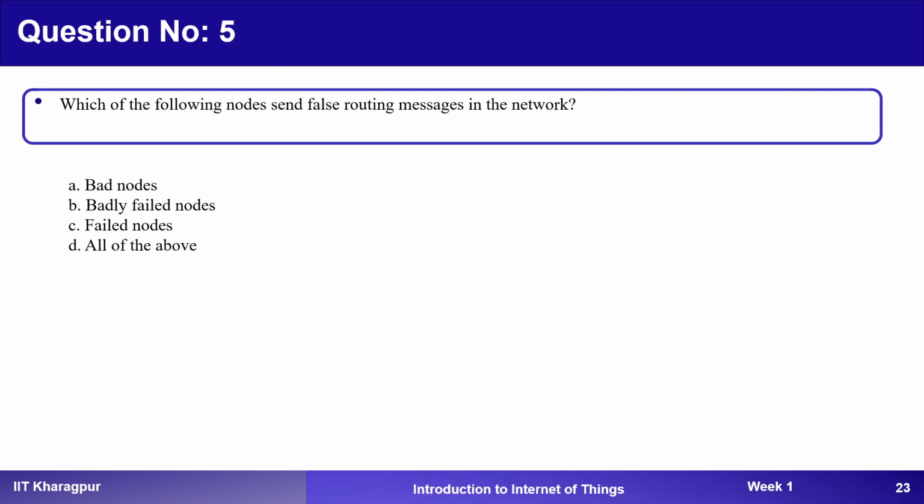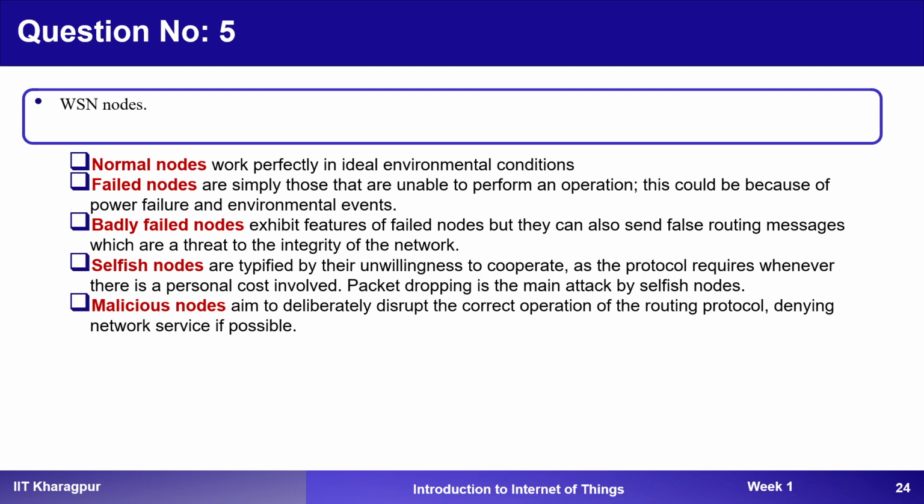Okay, so first of all, in order to answer this question, we need to know what the different kinds of nodes available are. Basically, the nodes are categorized into mainly two categories, and these are further divided. First one is normal nodes and second one is abnormal nodes.